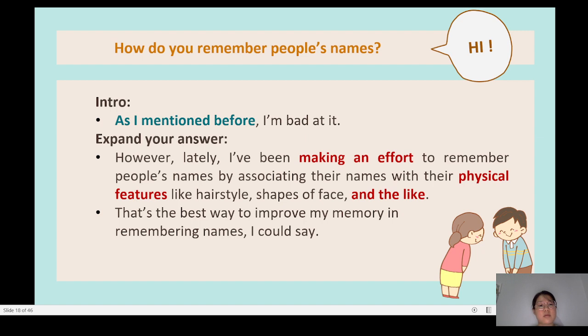I will answer this. As I mentioned before, I'm bad at it. However, lately I've been making an effort to remember people's names by associating their names with their physical features, like hairstyle, shape of face, and the like. That's the best way to improve my memory in remembering names. I could say that.